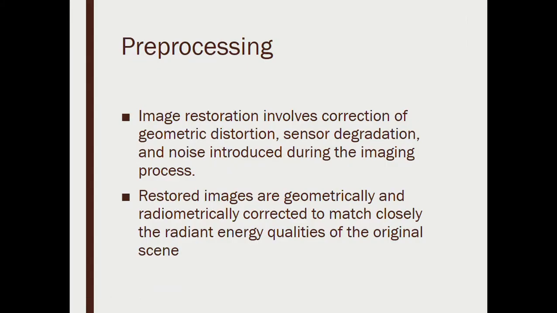In pre-processing, there are several steps, and most of these are what we call image restoration. We try to restore the image as close to the real scene as possible. Image restoration involves correction of geometric distortion, sensor degradation, and noise introduced during the imaging process. Restored images are geometrically and radiometrically corrected to closely match the radiant energy qualities of the original scene on that particular time, on that particular day.